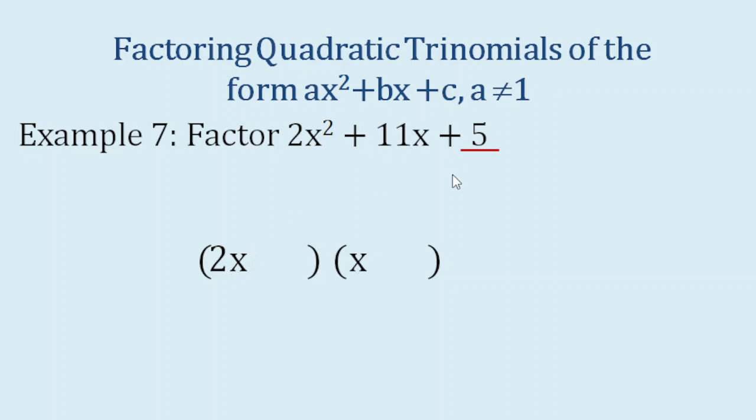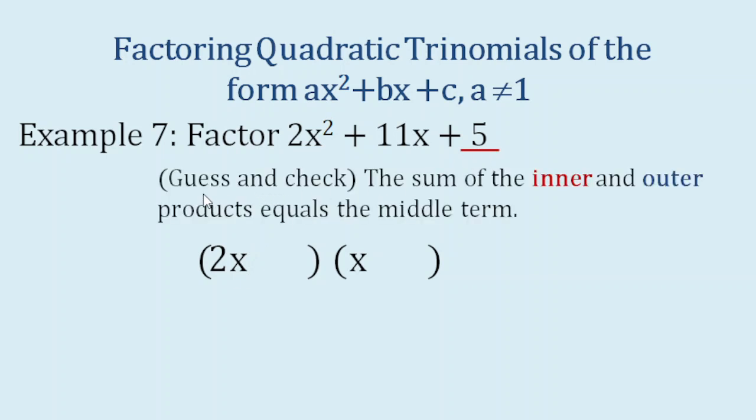Then, we are also going to factor the last term, but here we are going to use the guess and check method. Meaning to say, first we are going to guess factors of 5, and then we are going to check to make sure that the sum of the inner and outer products equals the middle term. Now, let's guess first. Factors of 5 are 1 and 5.